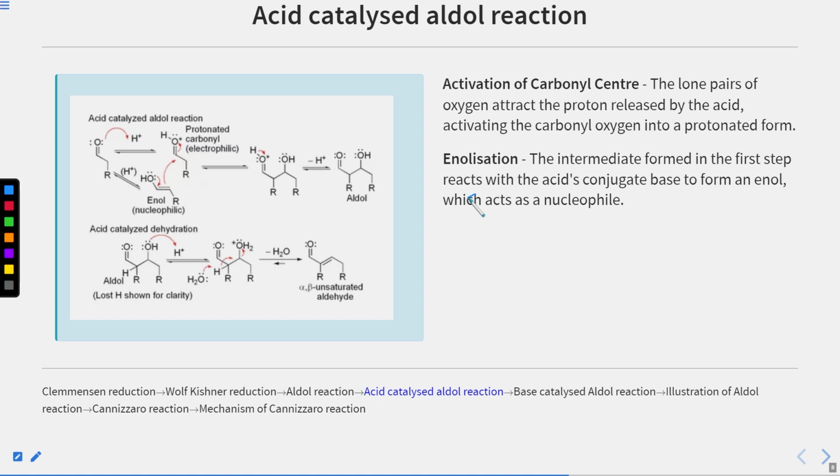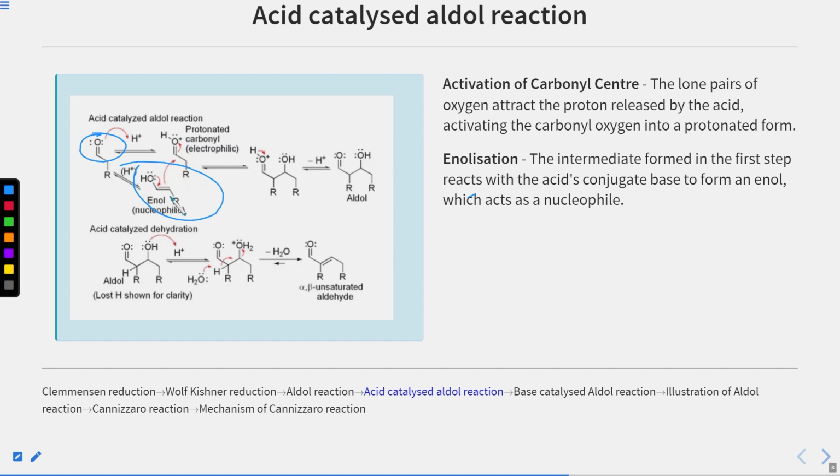Next step is the enolization. Now what is this enolization? An enol is just a tautomer of this carbonyl group. How is it formed? We have formed a double bond between carbon and oxygen and hydrogen, and this creates a positive charge on oxygen. Now how is this enol formed? So this is your enol. If you see here, this is your enol.